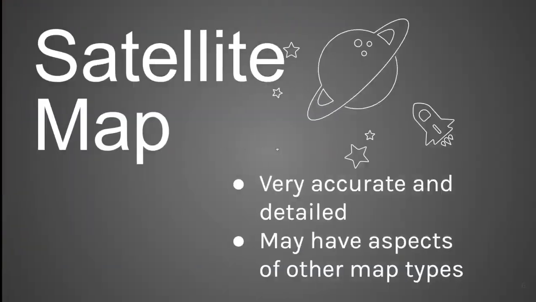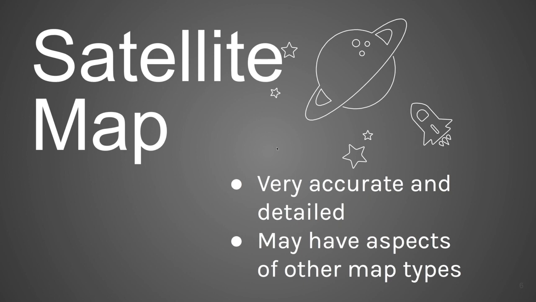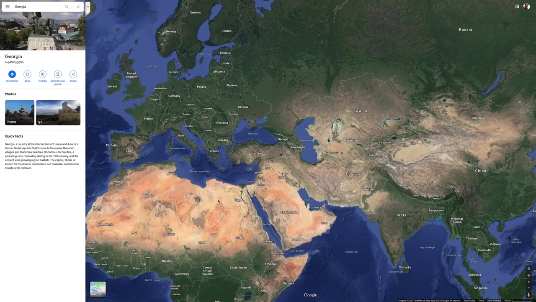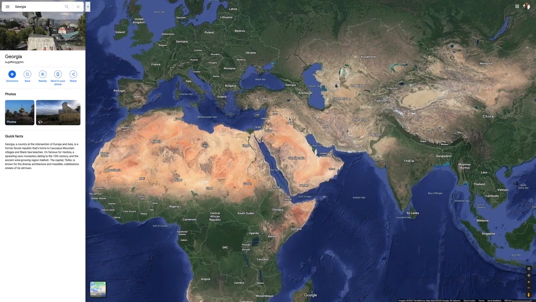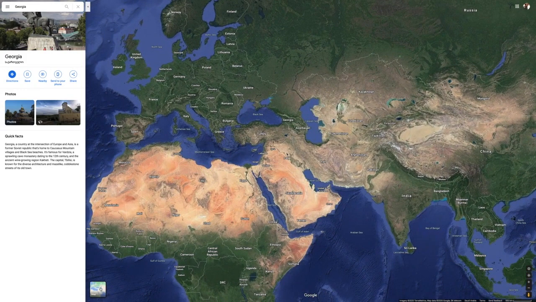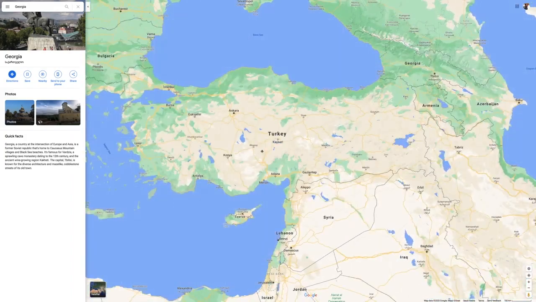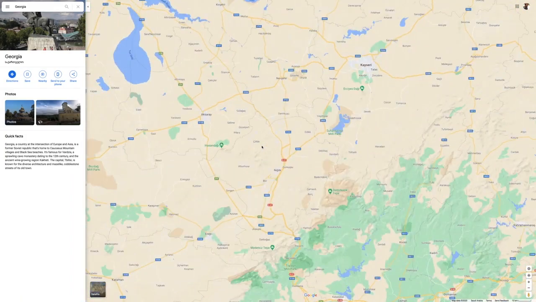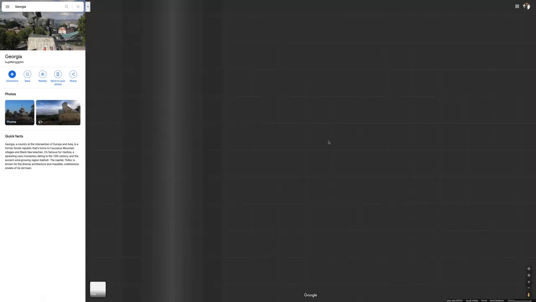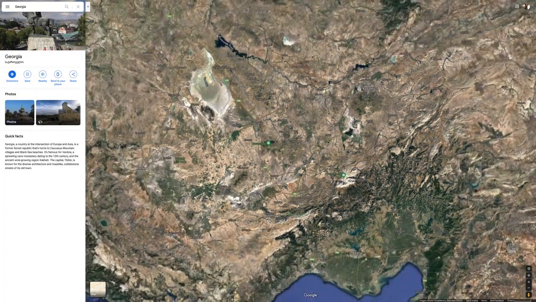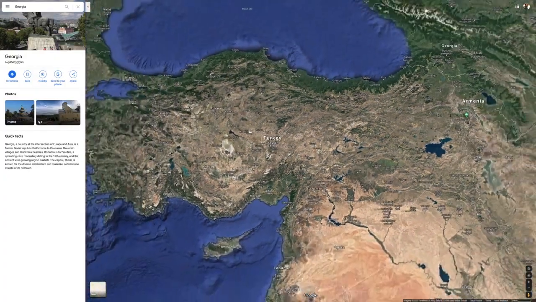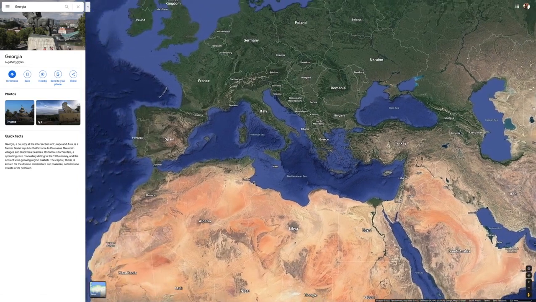Our next one is our satellite map. Satellite maps are very accurate and very detailed, and they may have aspects of some other map types. Our favorite satellite map is, of course, the Google map. In the satellite view, you usually toggle between this kind of physical geography map, and then if you get closer, it starts to give you a road map. And then if we click on satellite, we get the satellite map, which is extremely detailed. It's mixed in with a little bit of road information as well, but there's just so much information we can get from here.